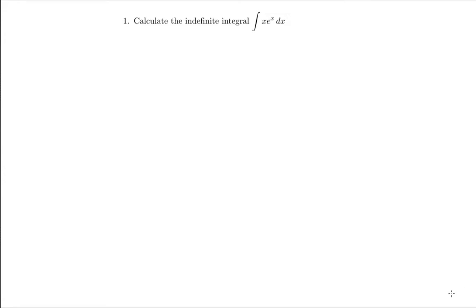In this question, they're asking us to calculate the indefinite integral of x e to the x with respect to x. So one of the first questions you usually ask yourself when facing a question of integration is, what method should we choose to attempt this question?